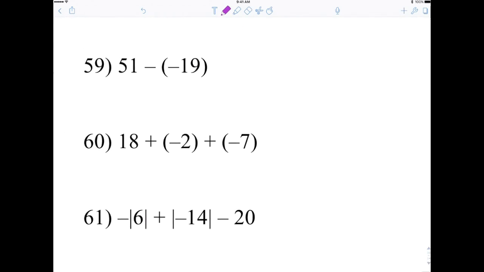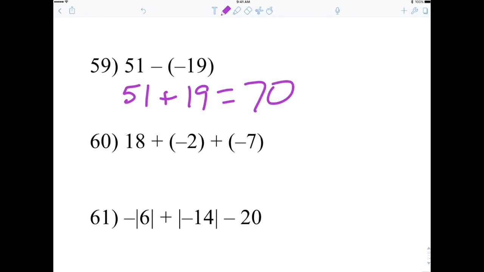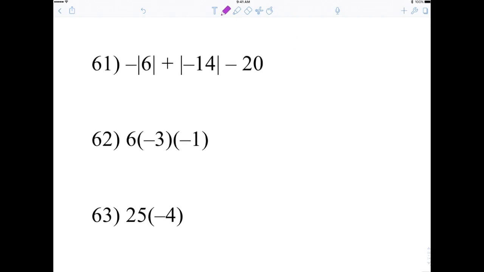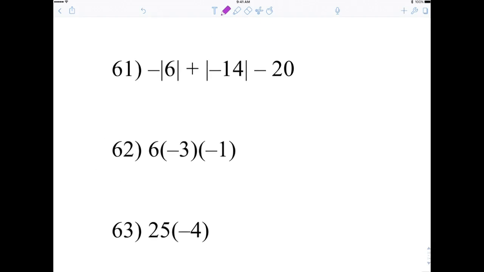I want everybody to write this as 51 what? Plus 19. Now, of course, I'd want you to do 50 plus 10 is what? 9 plus 1 is? So altogether, that's 70. Beautiful. All right. 61. Okay, now we're doing the absolute value, so let's make sure we're good on this.